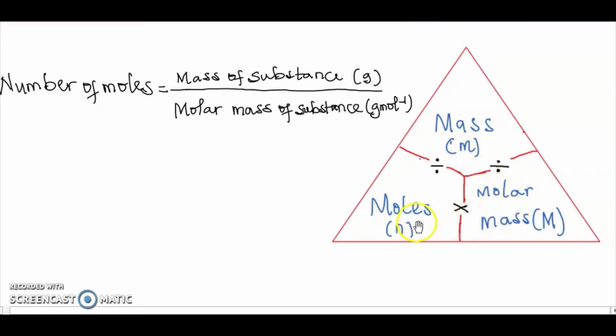There are situations where we could be given the number of moles and we have to calculate the mass. So if we have the number of moles and we want to calculate the mass, what we simply do is that we cover mass. What do we see? So mass will be equal to moles times molar mass. So this triangle makes it way easier to memorize the formula for calculating number of moles.